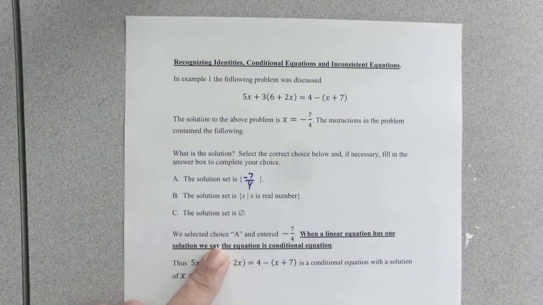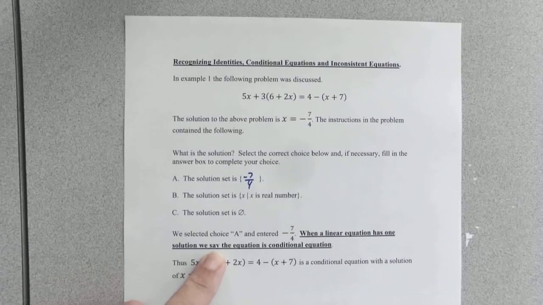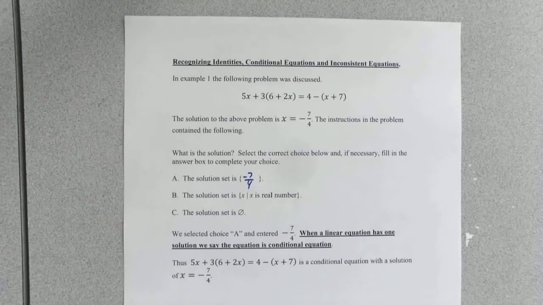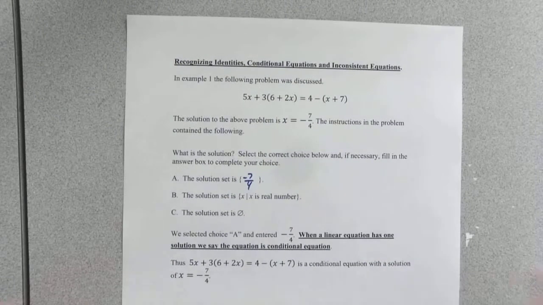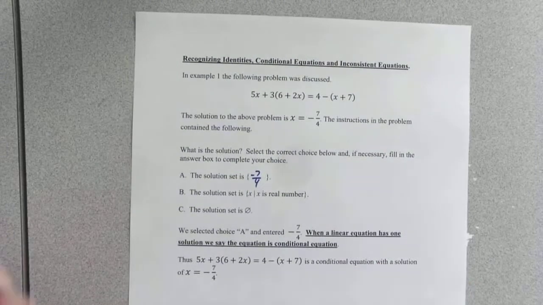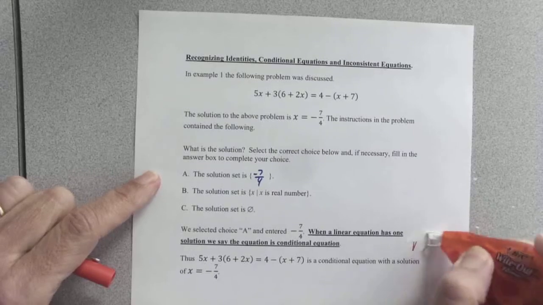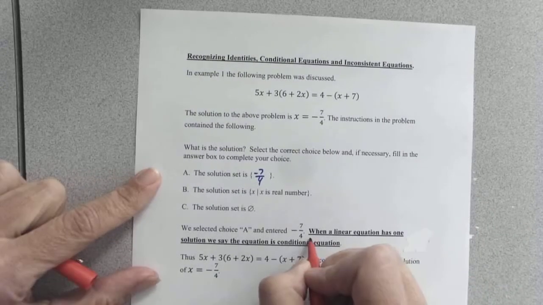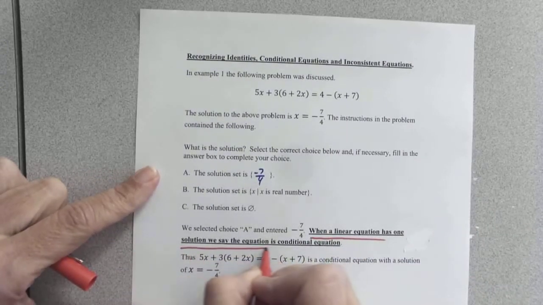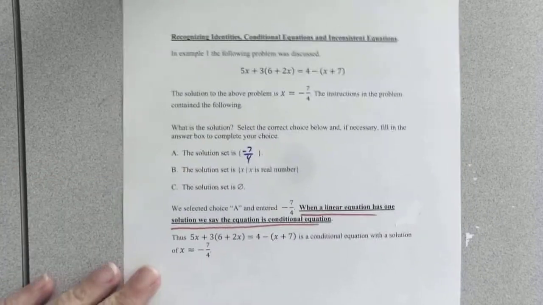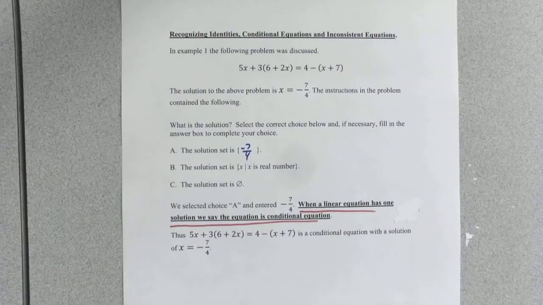Because we got an answer, when a linear equation has one solution, we say that this is a conditional equation. So we solved it just as normal. And then when we got a nice, neat answer, even though it was a fraction, we still got an answer. That is a conditional equation. So when a linear equation has one solution, we say it's a conditional equation. And so that guy was a conditional equation.